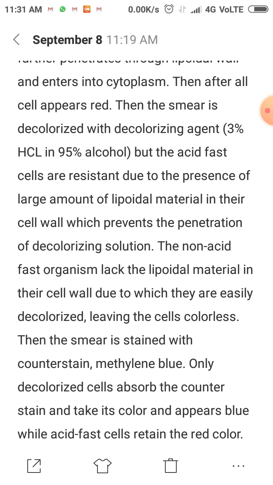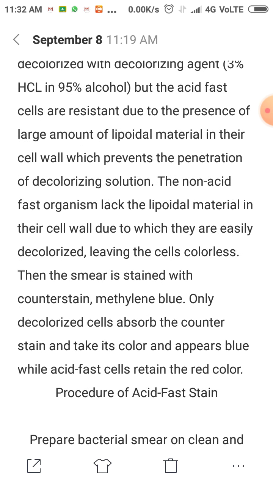The acid fast or acid resistant bacteria retain the red color of carbolfuchsin. These bacteria are called acid fast positive. The non-acid fast bacteria lose the color and are acid fast negative, so they don't retain the red color of carbolfuchsin. Then the bacteria are counterstained with methylene blue. The acid fast negative cells take the blue color and appear blue, while acid fast cells appear red.